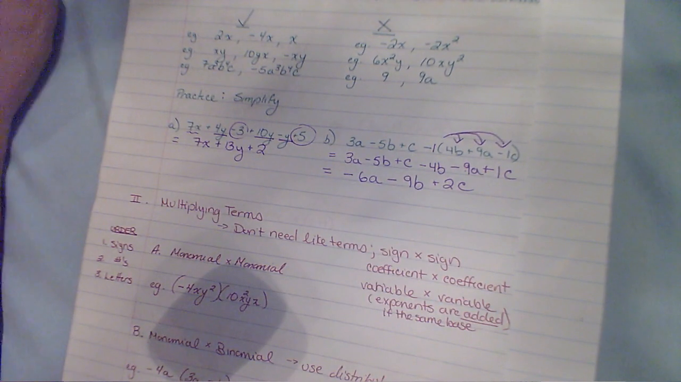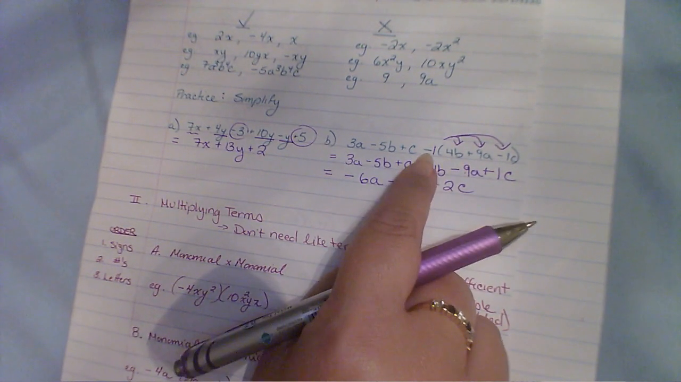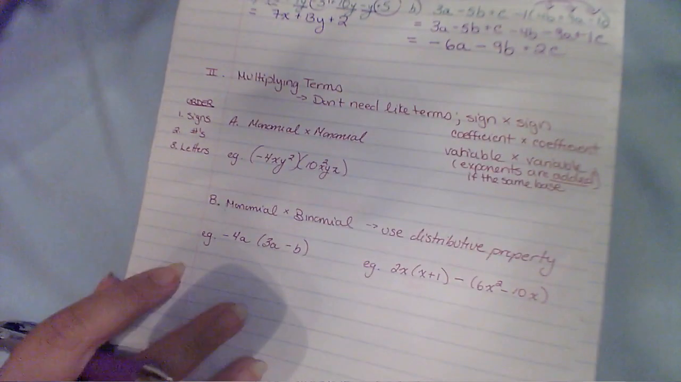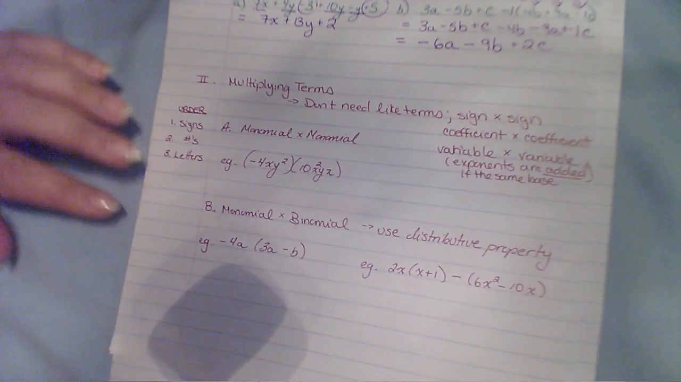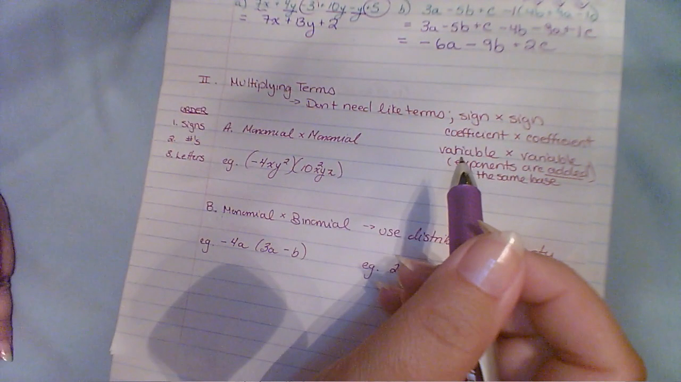So that's adding and subtracting, where you must have like terms in order to do so. Just be careful of negative signs in front of brackets. All right, so that leads us now into multiplying out terms. So we're going to do this in sections.